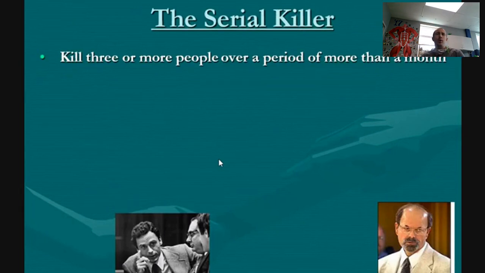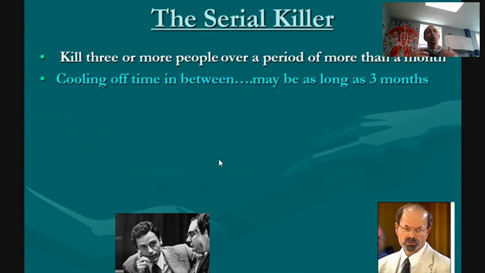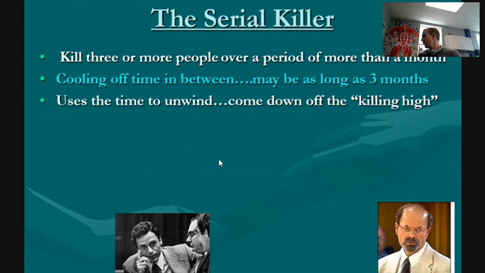The definition of a serial killer is someone who kills 3 or more people over a period of more than 1 month. If it's shorter than a month, that's going to be a spree killer. Serial killers are going to have a cooling off period where that killing high basically wears off.